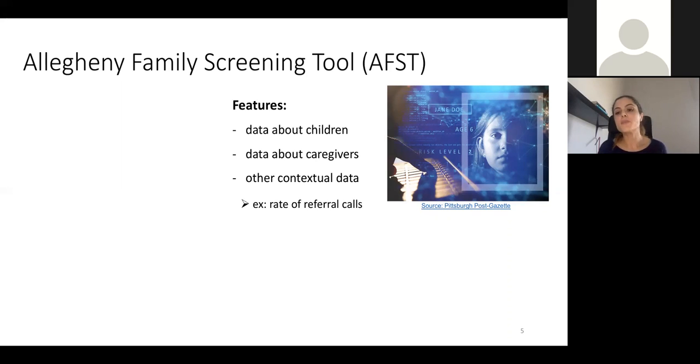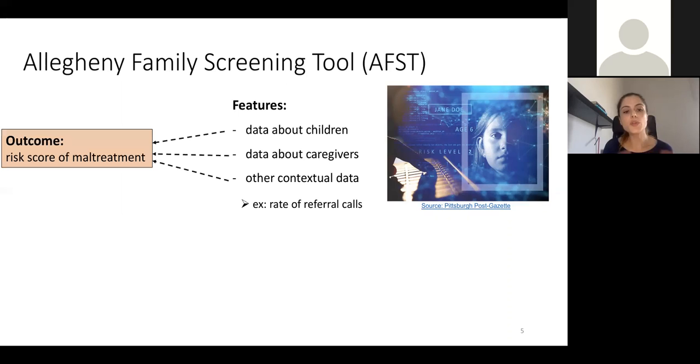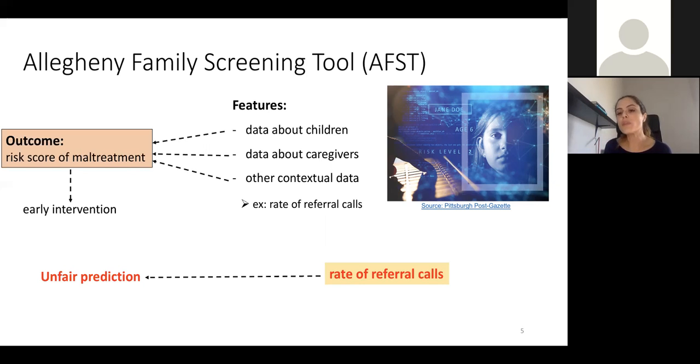Basically, the system takes as input data about children, data about caregivers, and other contextual data, and produces a risk score of maltreatment that can justify an early intervention, in particular withdrawing a child from his family and placing him in a foster house. Now the system was found to be unfair as it uses the rate of referral calls in its prediction. By referral calls here, I mean calls made by neighbors to report a child abuse or maltreatment.